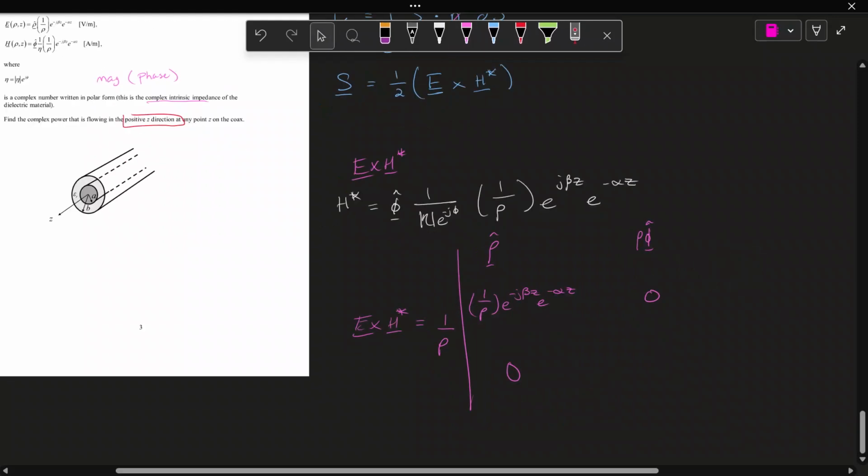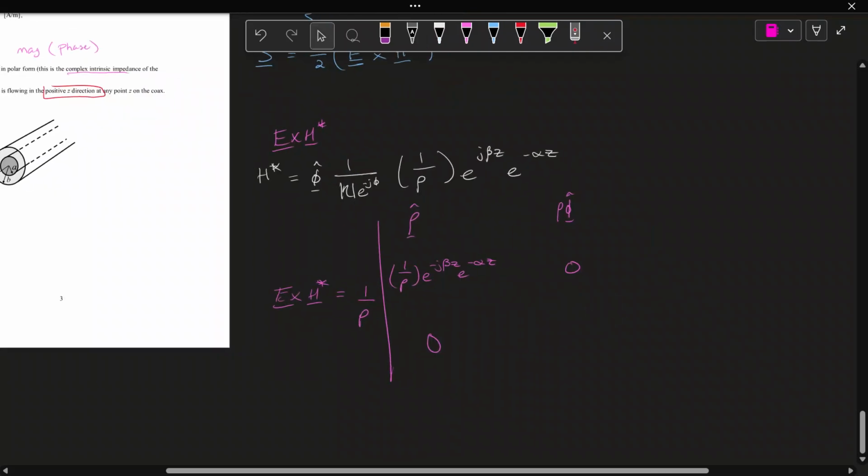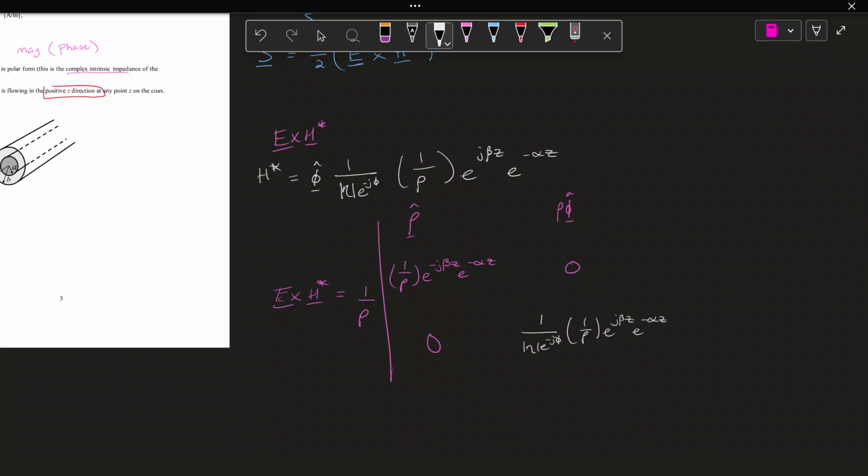And the H vector, it does. We have it right here. Well, let's rewrite this. We have 1 over the magnitude of eta, e to the negative j phi, 1 over rho, e to the j beta z, e to the negative alpha z. Did we forget anything? Well, in fact, we did.